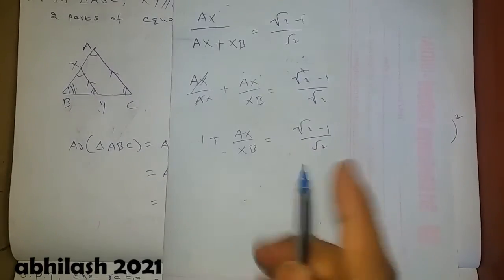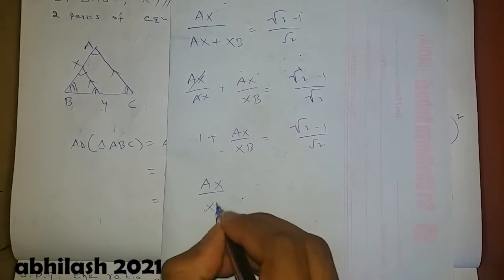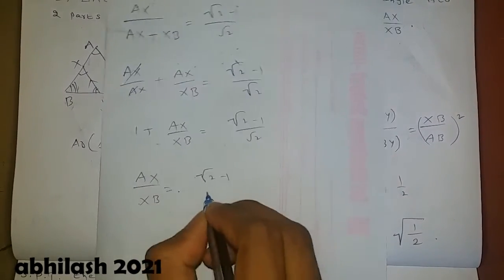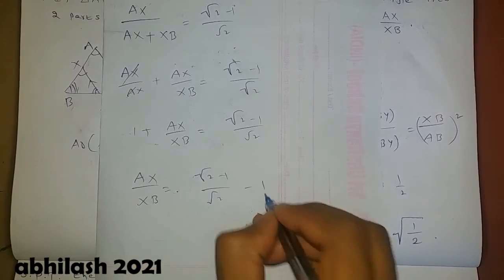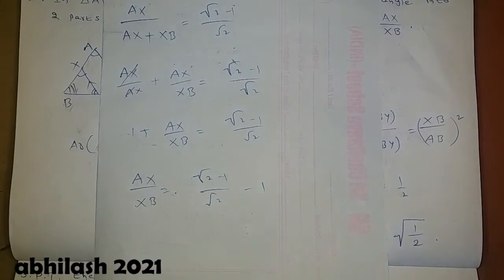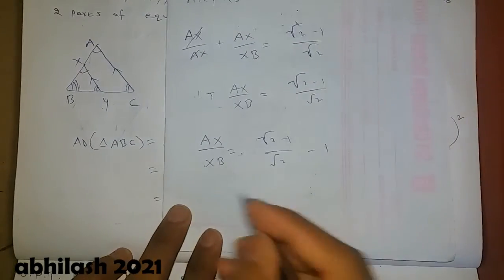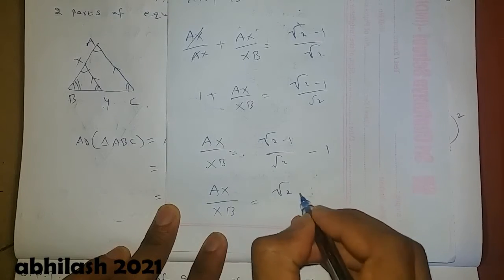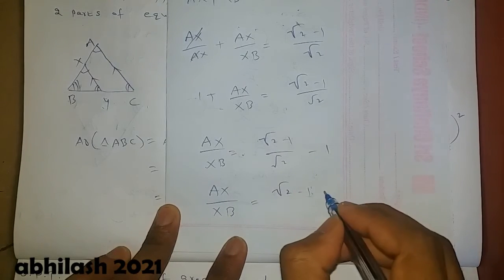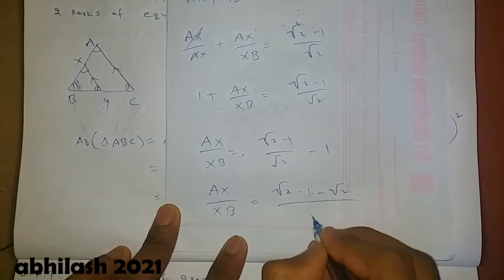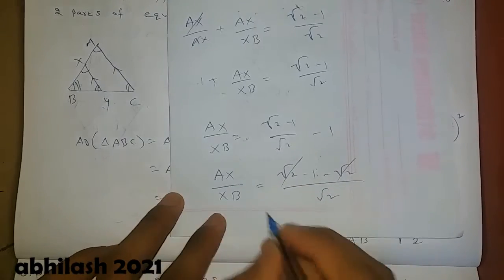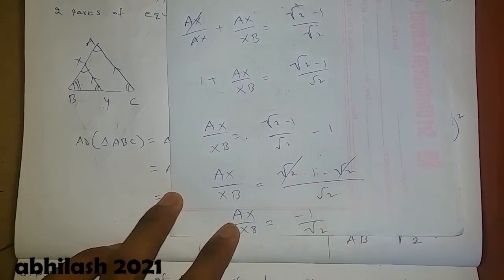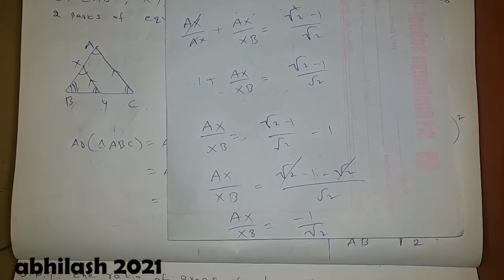Now if we take that side, so we will get AX by XB is equals to root 2 minus 1 divided by root 2 minus 1. Plus 1 will become minus 1. Now if we simplify this, we will get AX by XB is equal to root 2 minus 1, root 2 into 1 minus root 2 divided by root 2. Root 2 will get cancelled. So we remain with AX by XB is equals to minus 1 by root 2.